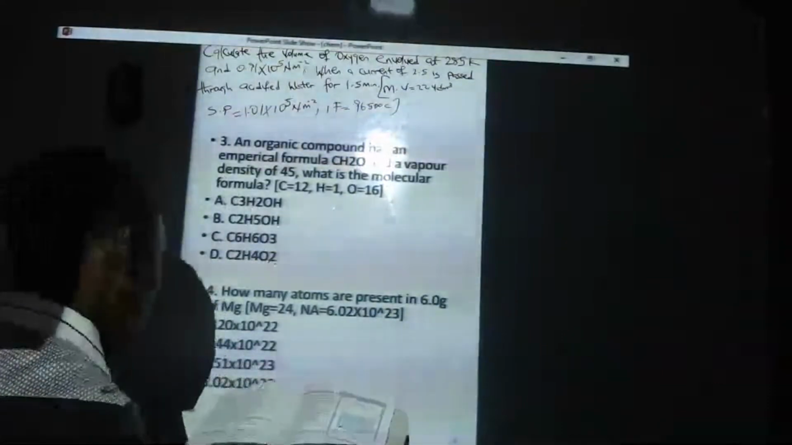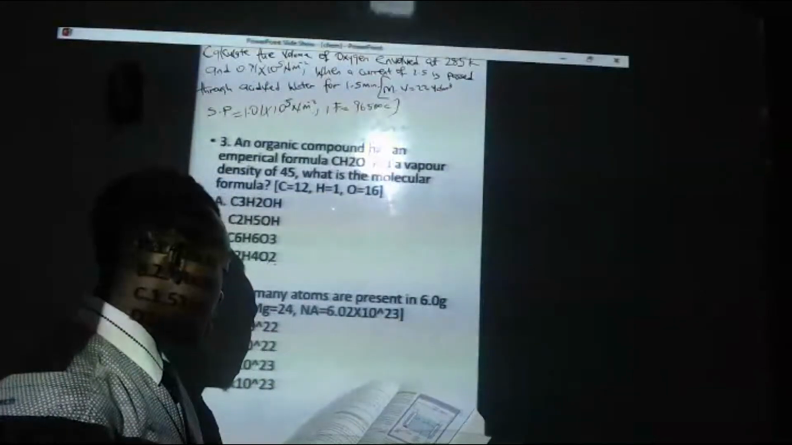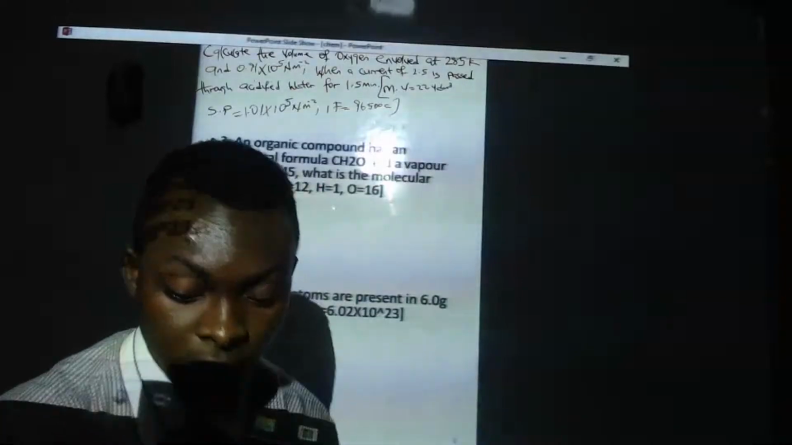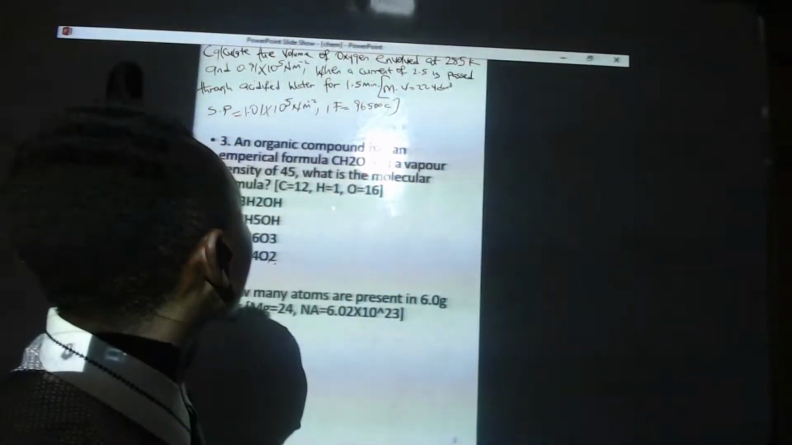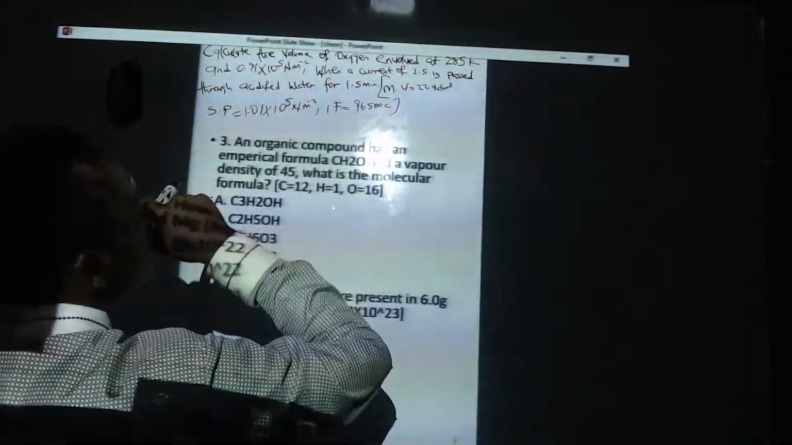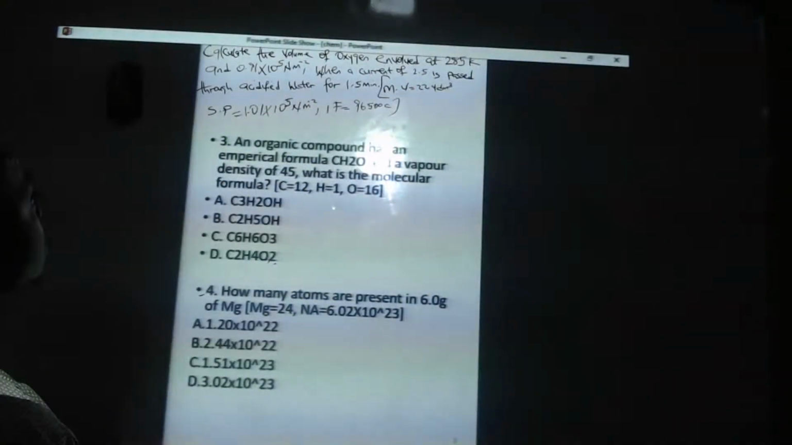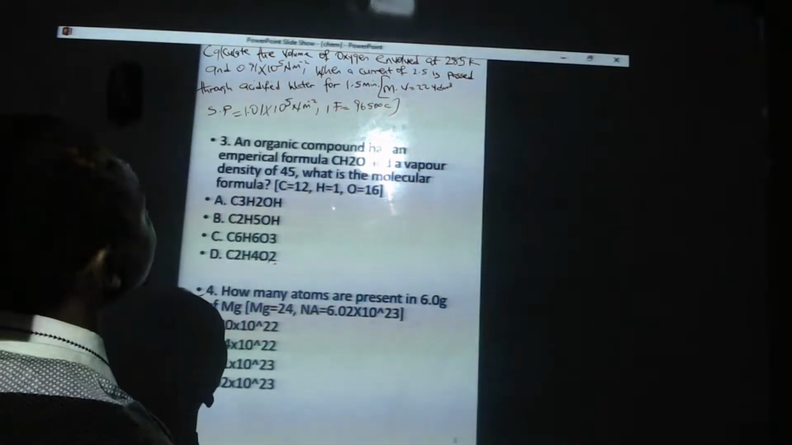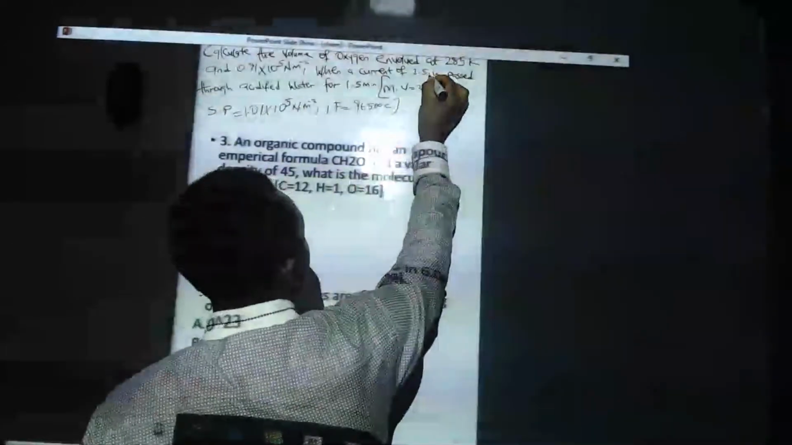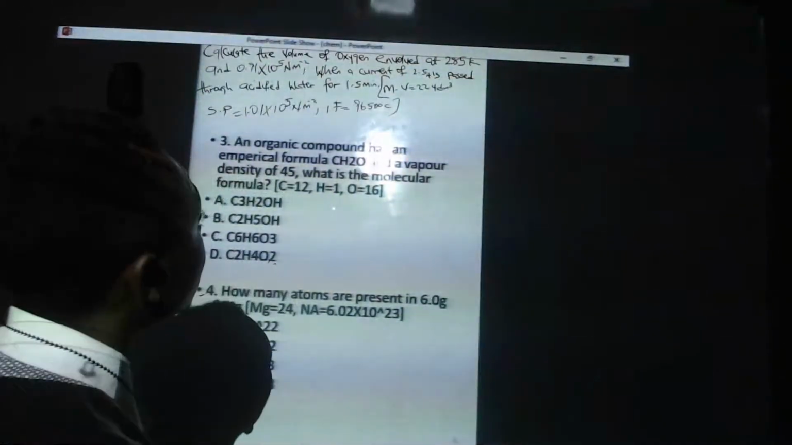Okay. Let me ask: calculate the volume of oxygen evolved at 285 Kelvin and 0.91 times 10 to the power of 5 Newton per meter square when the current of 2.5 amp, remember, is passed through acidified water for 1.5 minutes.